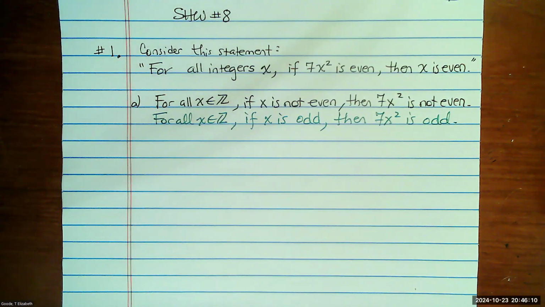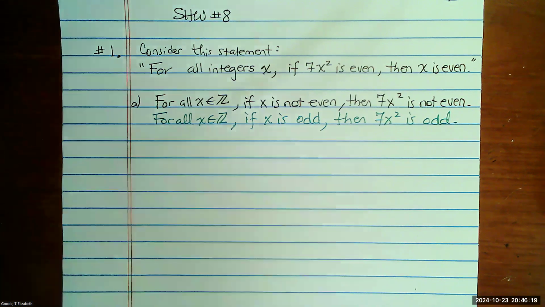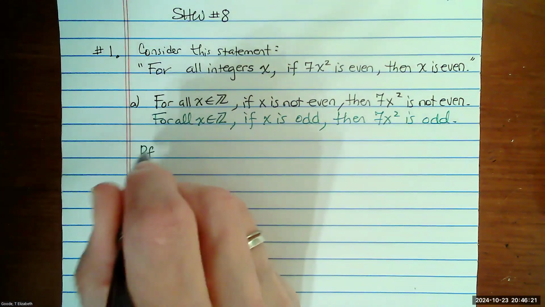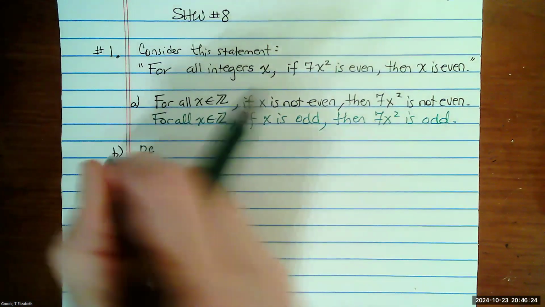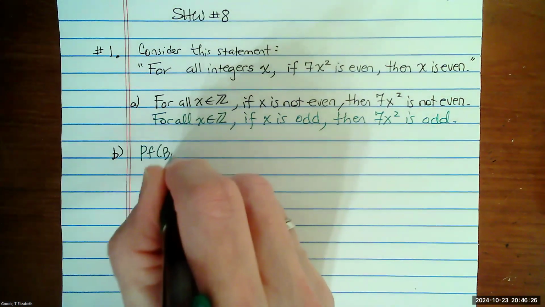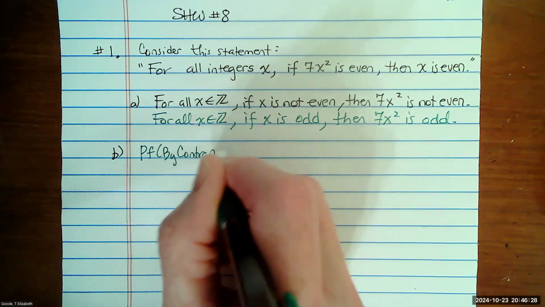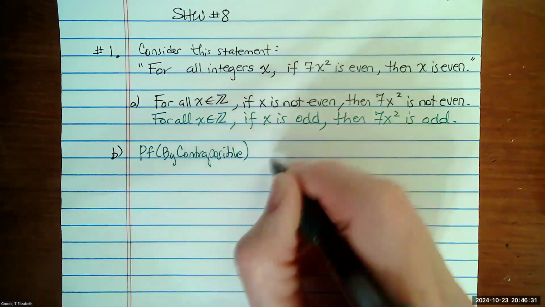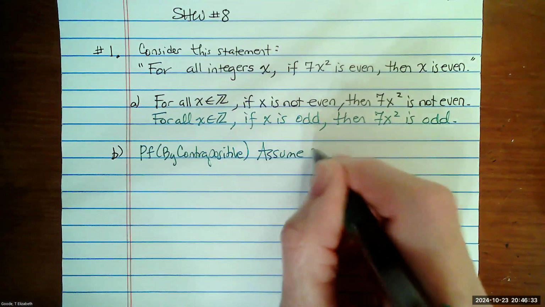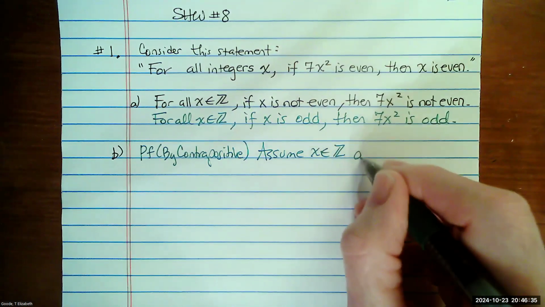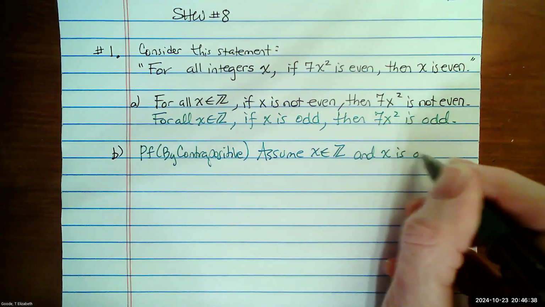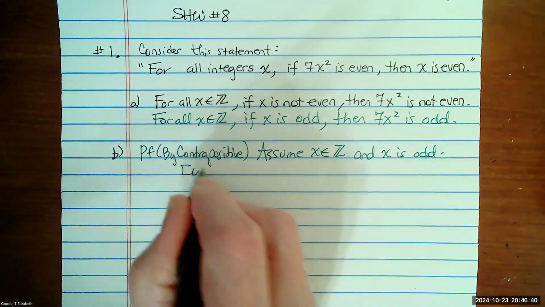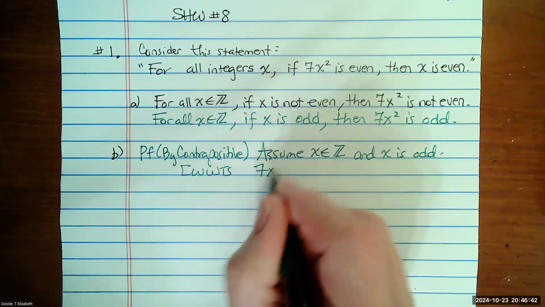Anyway, so I wrote down a proof by contrapositive. So assume x is in z and x is odd, because not even is odd, obviously. Perfect. That's exactly what you want to do here. So we wish to show 7x squared is odd.